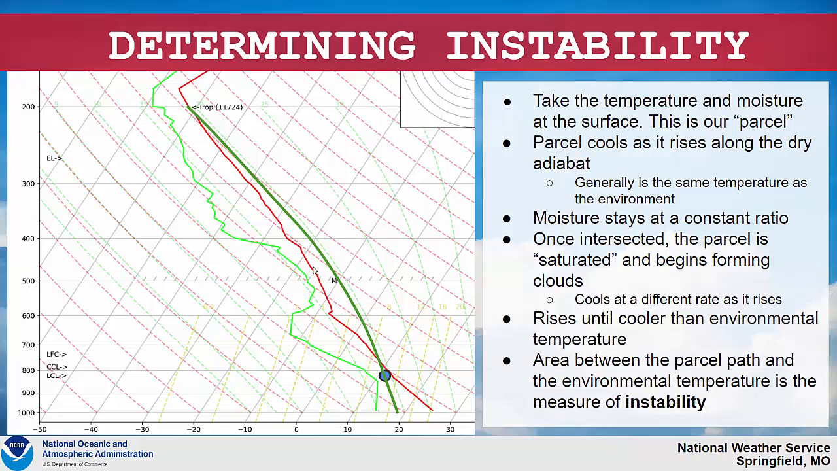So it will rise freely. Well, this line is to the right, which means that it is warmer than the environment. If it's to the right, it's warmer than the environment. So that means that it will rise freely until it intersects the environmental temperature line again, which is all the way at the top here.